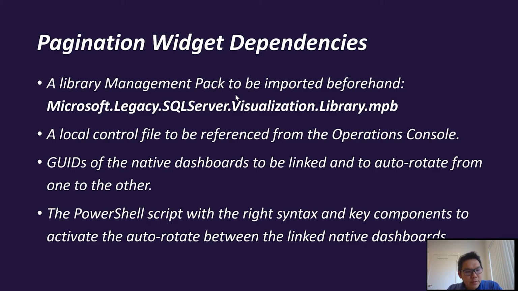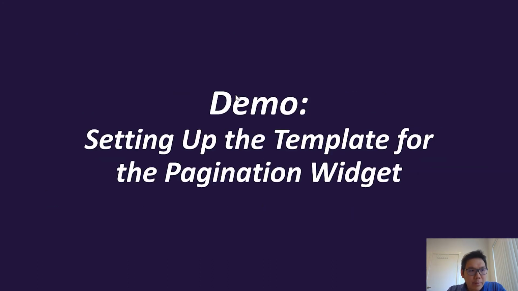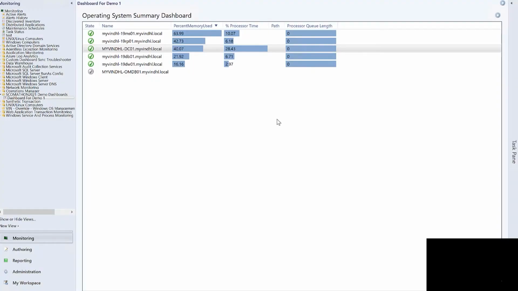A PowerShell script with the right syntax and key components to activate the auto-rotating between the linked native dashboards per Pagination widget will also be required. All these dependencies and prerequisites will be covered and highlighted in the demo sections coming up next. So I will now demonstrate how to set up the template for the Pagination widget that I just introduced. I will now return to my lab environment to do this demonstration.